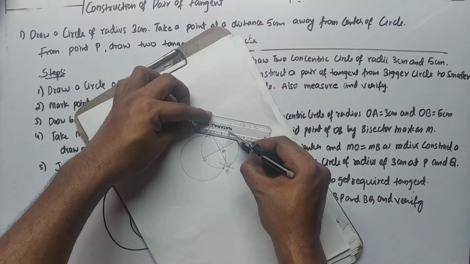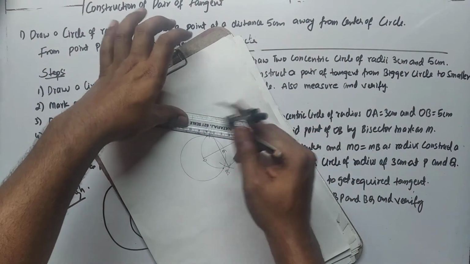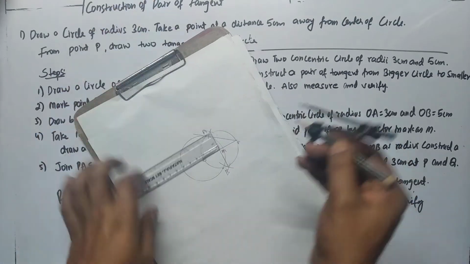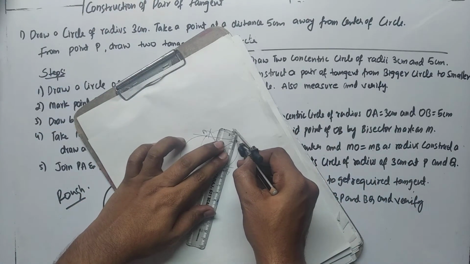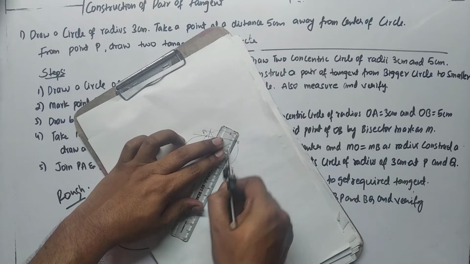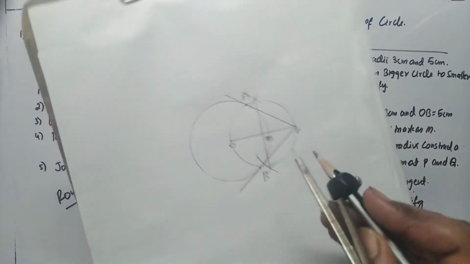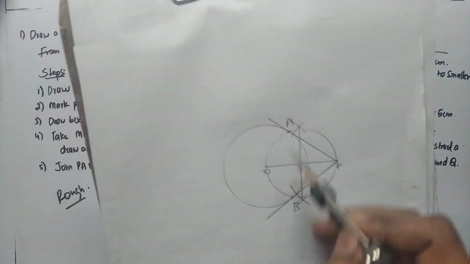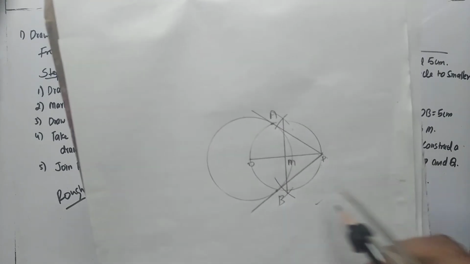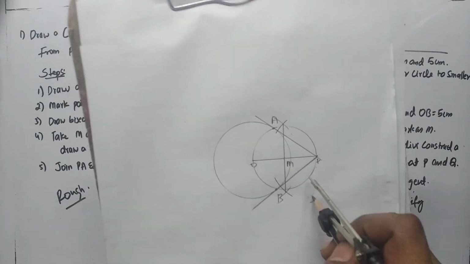See, join P to A. Next you have to join P to B. So here I have joined P to A and P to B. So these two are the pair of tangents. Okay. So this is the one type of question they may ask you.